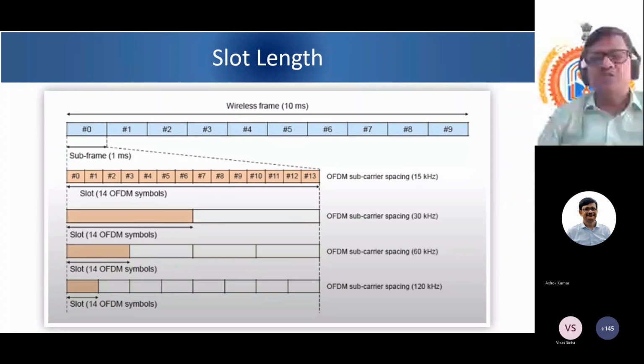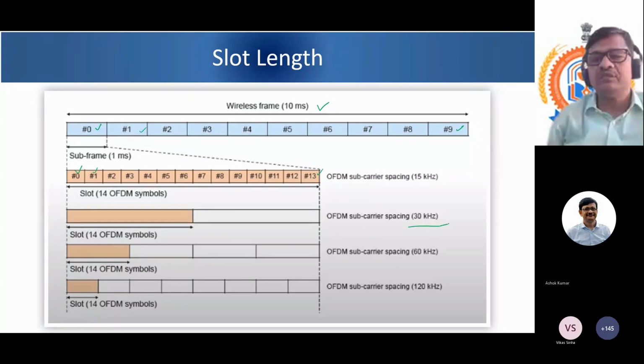Okay, so visually, just to understand, here what is shown is a 10 millisecond frame, which has subframe 0, 1 up to 9. Within this 1 millisecond subframe, there will be only one slot because of numerology 0. And within that one slot, I have 14 symbols, 0, 1, and so on. 14 symbols in one slot.